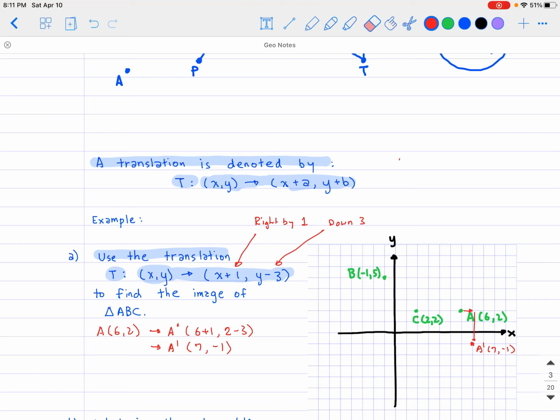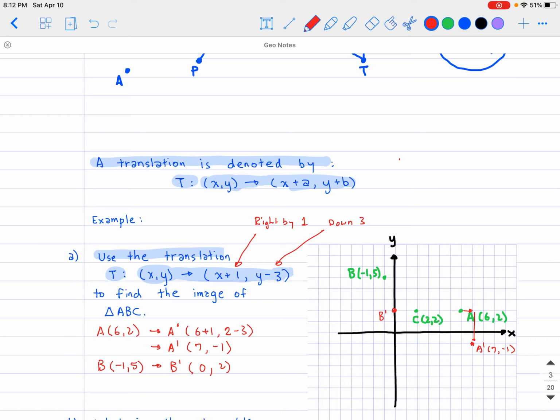We're going to go ahead and do the same thing for the other points. So let's do B right here, because I want to do it for the entire triangle. B is located at (−1, 5). If I put it into T, my translation, then B prime is moved over to the right by 1, so that is going to be 0 because it's −1 plus 1. And the y value is going to be 5 minus 3, which is 2. So that is my new coordinate. Let's see, go across by 1 and then down by 3. So this over here is going to be my new B prime point, okay?